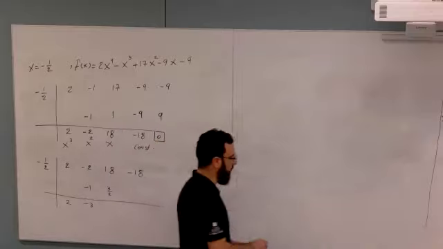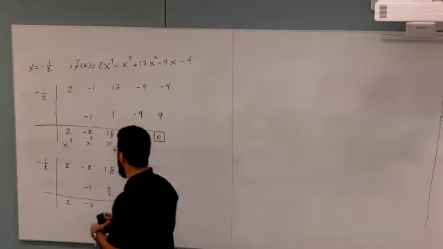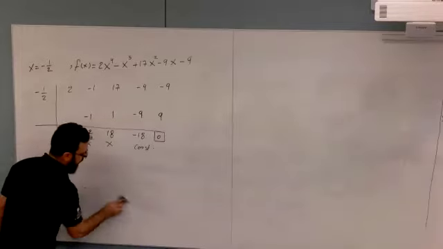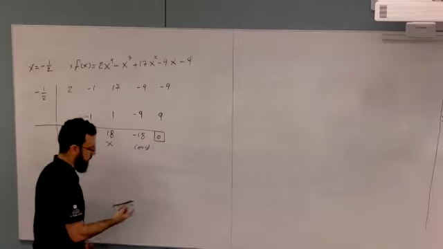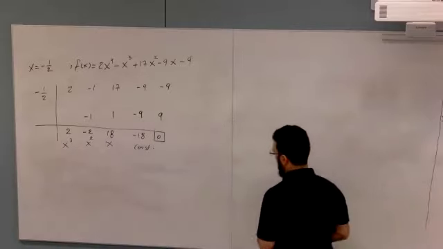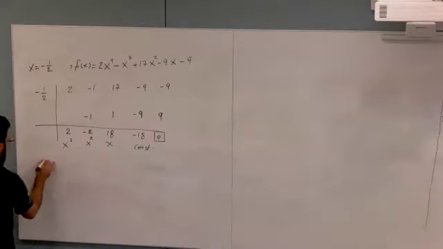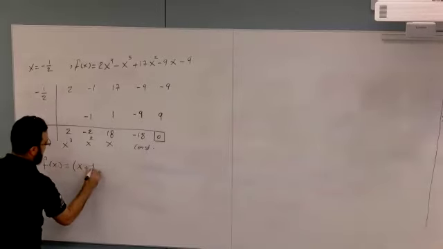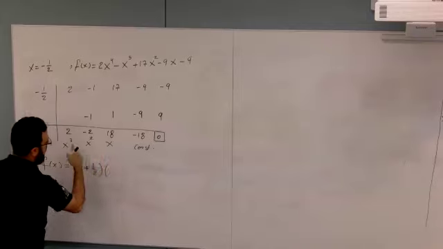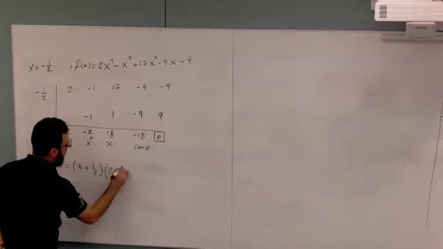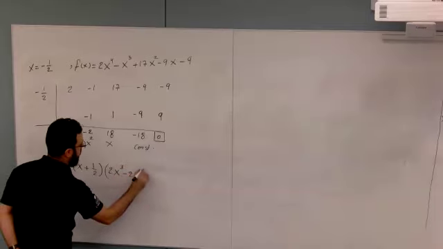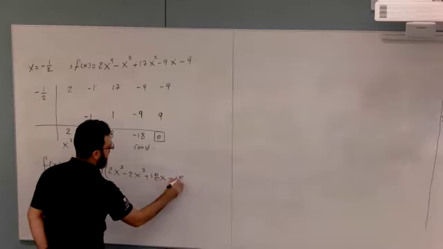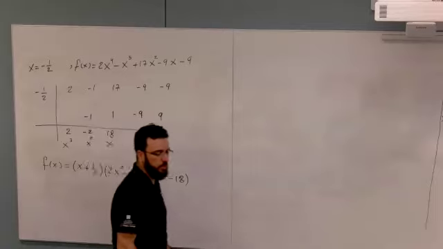Now what's the next solution? How are we going to do that? We can't use the same 0 again. Let's write down the polynomial. We have f of x equals x plus half times 2x cubed minus 2x squared plus 18x minus 18. Tell me how we're going to solve this one.